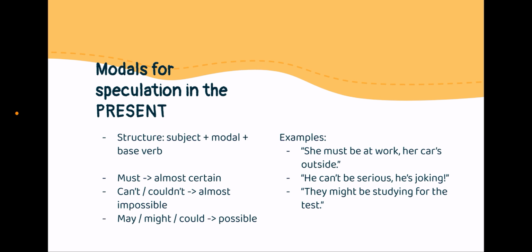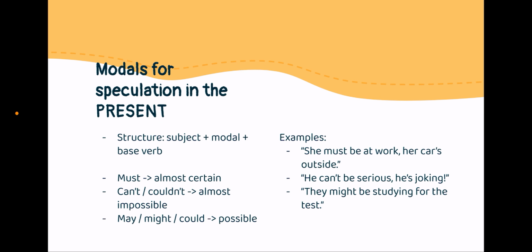The next example is: He can't be serious. He's joking. So in this case, the person probably said something very absurd, so that there's no way this thing is serious. The person wouldn't have said it seriously. That's why they use the modal verb can't, because they are almost sure that the fact of this being serious is impossible. That's why they say he can't be serious. And once again, the structure is correct. First they say the subject, he, then the modal, can't, and then the base verb, be serious.